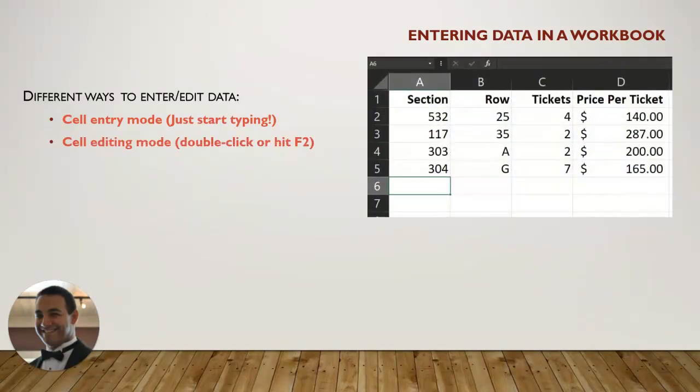There's also cell editing mode. Now, when you're using cell entry mode, if you click on a cell that already has data in it and you just start typing, it's going to overwrite what's already in the cell. You're not able to add to it or edit it directly in cell entry mode. So we use cell editing mode. You can double click on a cell and then highlight or edit wherever you need to edit within the cell. Or you can click on a cell and then hit F2 to enter cell editing mode.